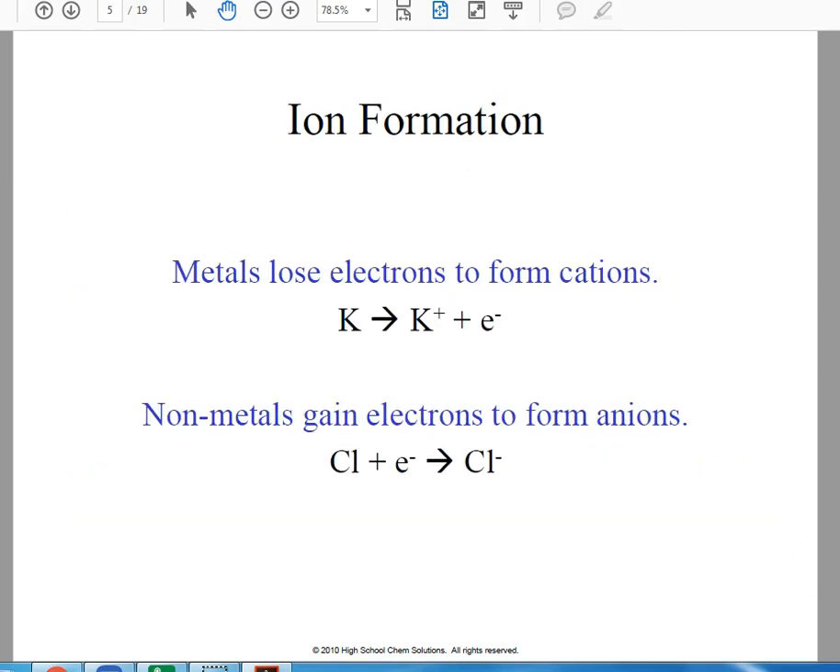All right, now let's talk about ions. An ion is formed when an element loses or gains electrons. So metals tend to lose electrons to form what we call cations. And you can remember the cation has a T in the middle, which kind of looks like a plus sign. So cations are positive because they've lost electrons. Nonmetals, on the other hand, tend to gain electrons to form anions. So we have cations that have lost electrons, and anions have gained them.